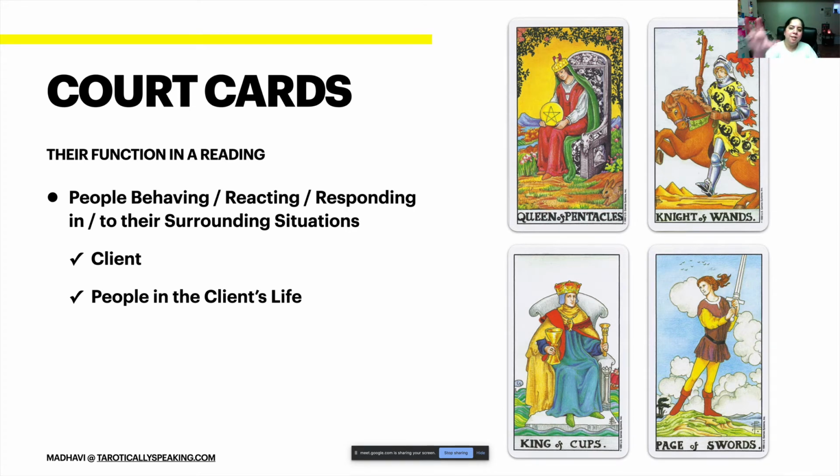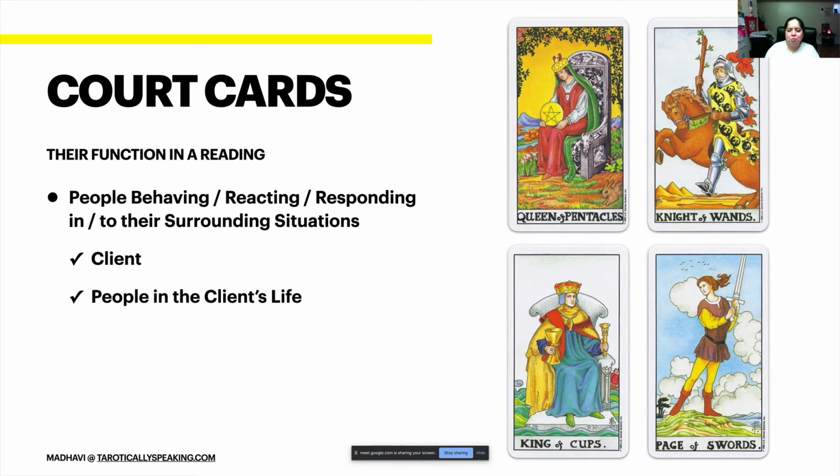So the court card by itself tells you this is the personality of this person in the reading. But apart from that, they're also showing you how they're dealing with whatever's going on around them. And whatever's around them will be seen in the surrounding cards in the spread. That's what a spread is all about. You're seeing all kinds of stuff going on, and that's how this person is showing up and reacting or responding to it. Again, it could be the client or the person in the client's life. It's just a person, so it's not that hard.